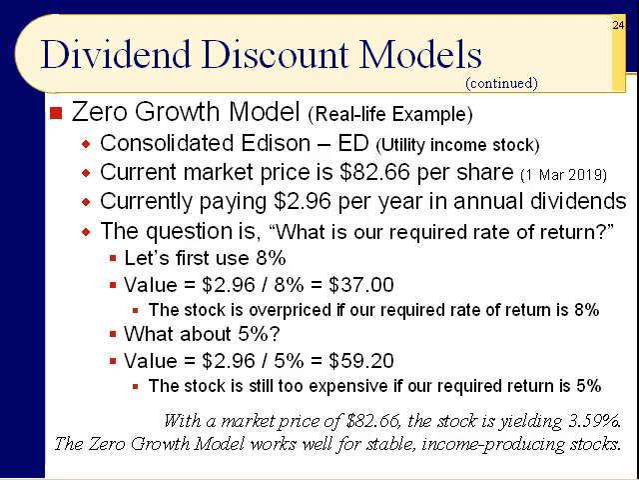So let's take a look at a real-life example on slide 24. This is a company called Consolidated Edison, which we don't hear too much about here, but it's the utility for New York City. It's been around since the 1880s or something. It's been around a long time. This is Mr. Edison, Thomas Edison's utility company, and the current market price as of March 1st, 2019, is $82.66 per share. It's currently paying about $2.96.